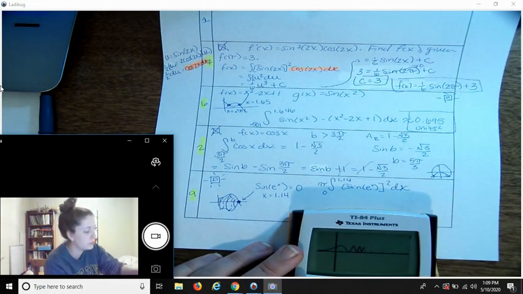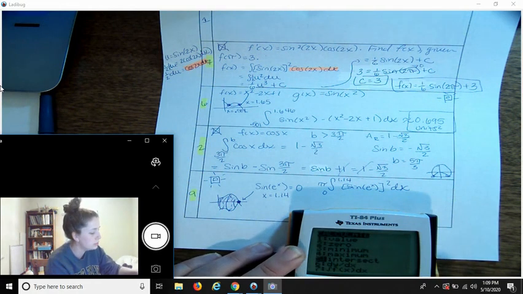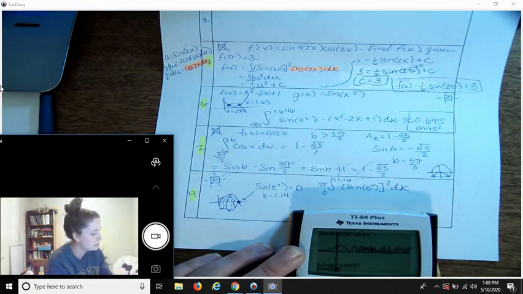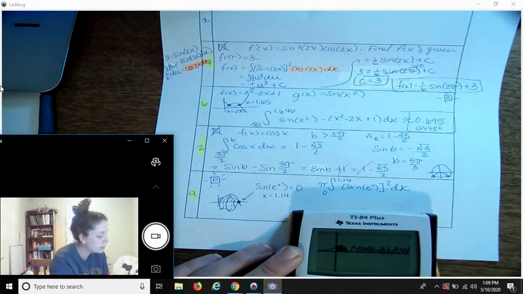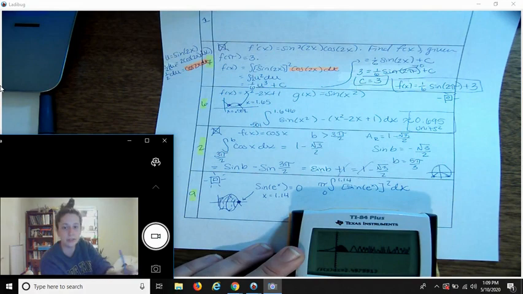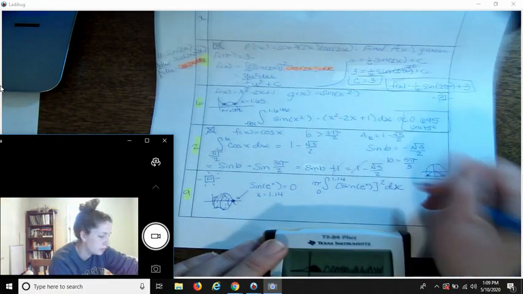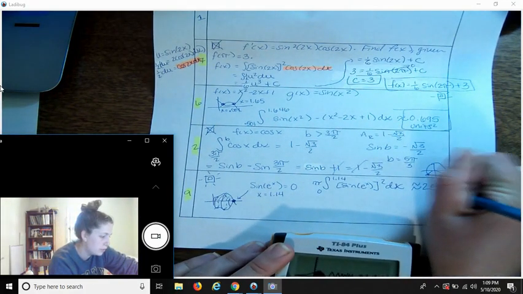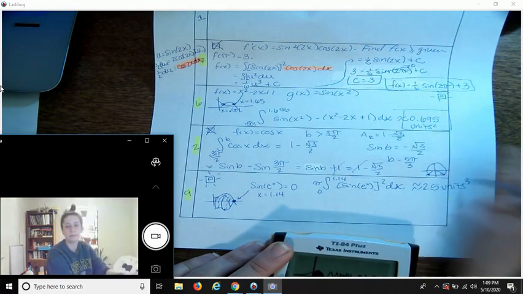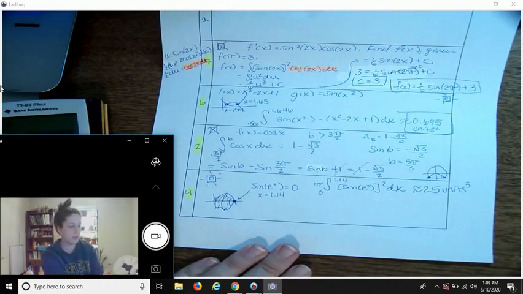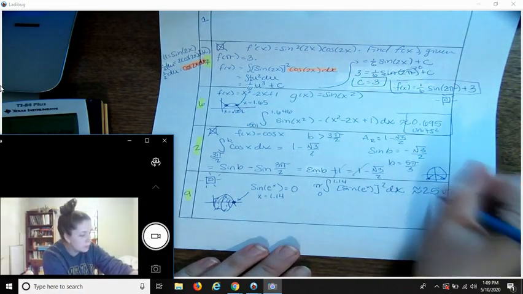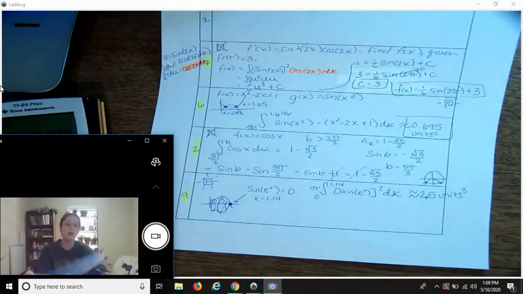Okay, you would have found your root right here, and then you would calculate your integral from 0 to 1.14, and you should get 2.49 or 2.5. Okay, so about 2.5 units cubed. Okay, so that is that one. Make sure that goes well.